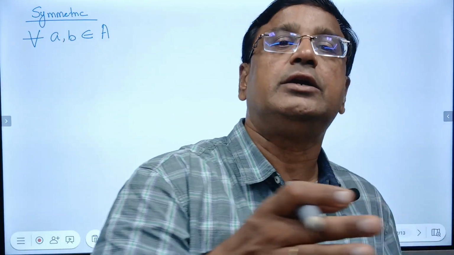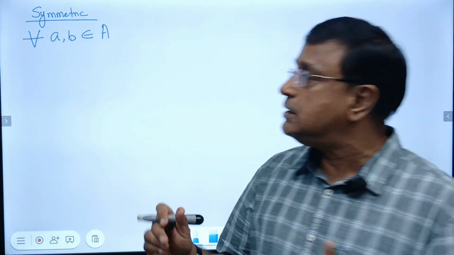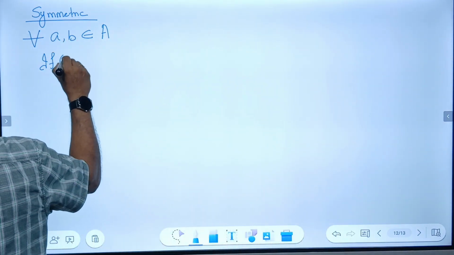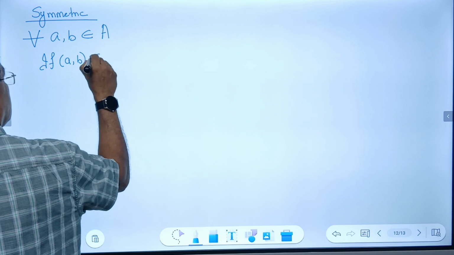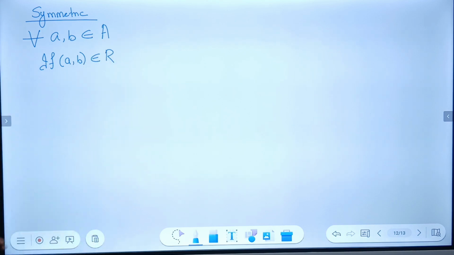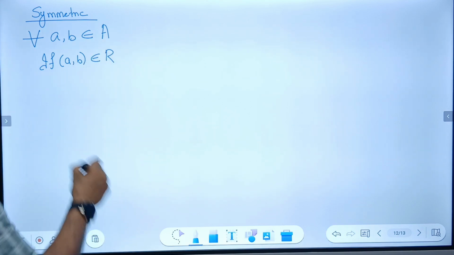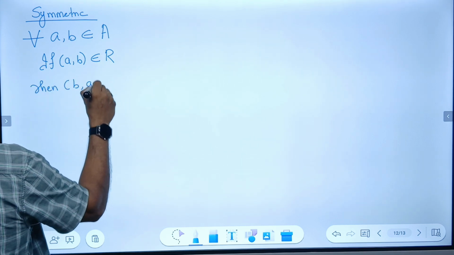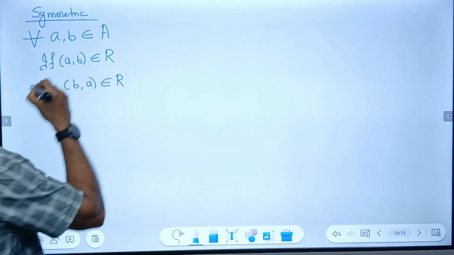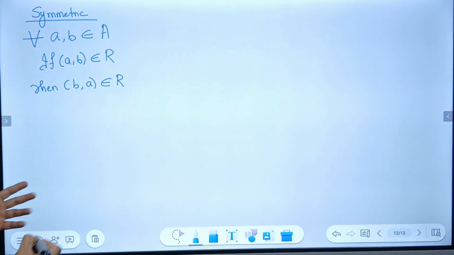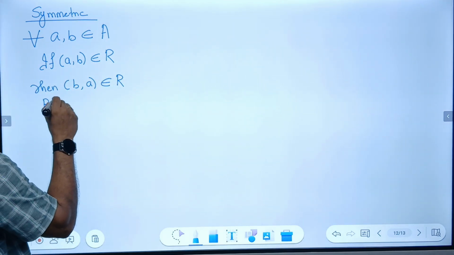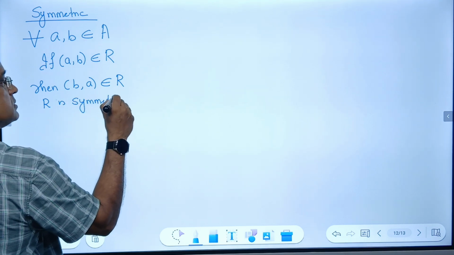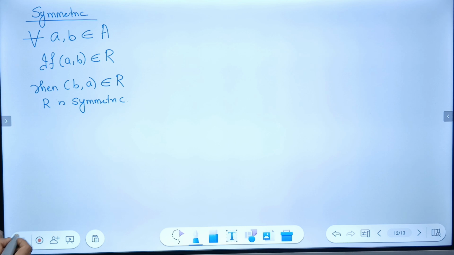If A is related to itself, it's reflexive. But here you have a condition. What is the condition? If A is related to B, then you must have B is related to A. In that case, you can say R is symmetric.